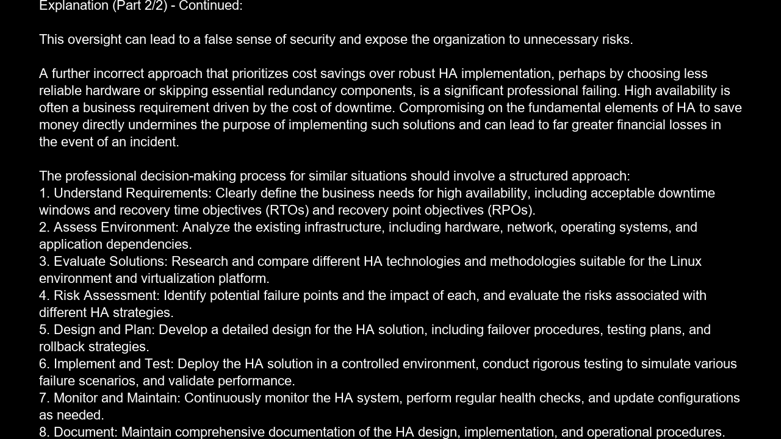4. Risk assessment. Identify potential failure points and the impact of each, and evaluate the risks associated with different HA strategies. 5. Design and plan. Develop a detailed design for the HA solution, including failover procedures, testing plans, and rollback strategies. 6. Implement and test. Deploy the HA solution in a controlled environment. Conduct rigorous testing to simulate various failure scenarios and validate performance. 7. Monitor and maintain. Continuously monitor the HA system, perform regular health checks, and update configurations as needed. 8. Document. Maintain comprehensive documentation of the HA design, implementation, and operational procedures.